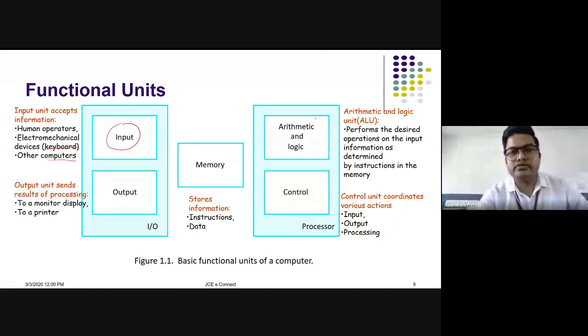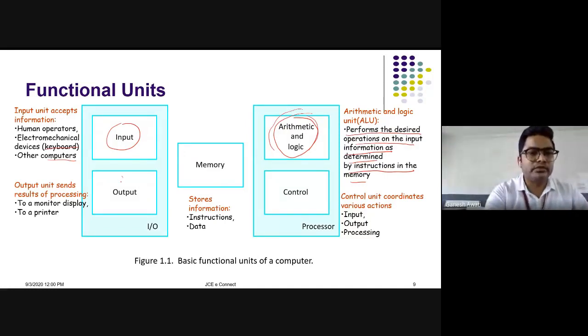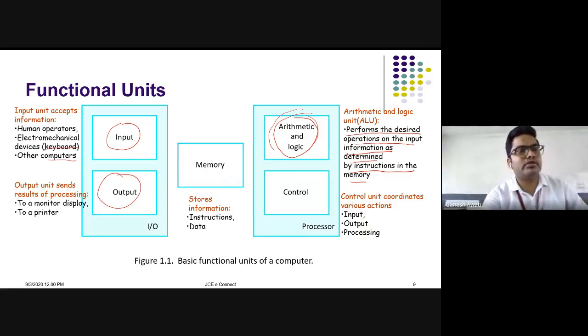Then we have the arithmetic and logic unit, ALU, which performs the desired operation on the input information, as determined by the instructions in the memory. Whatever instructions are written in the memory, based on that it performs some operation on the data. Then the output unit sends the result of processing, whatever result we get, to output devices like a monitor display or a printer.